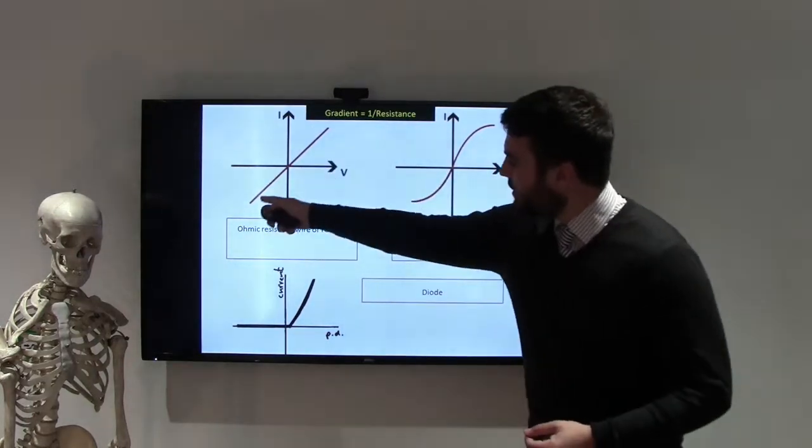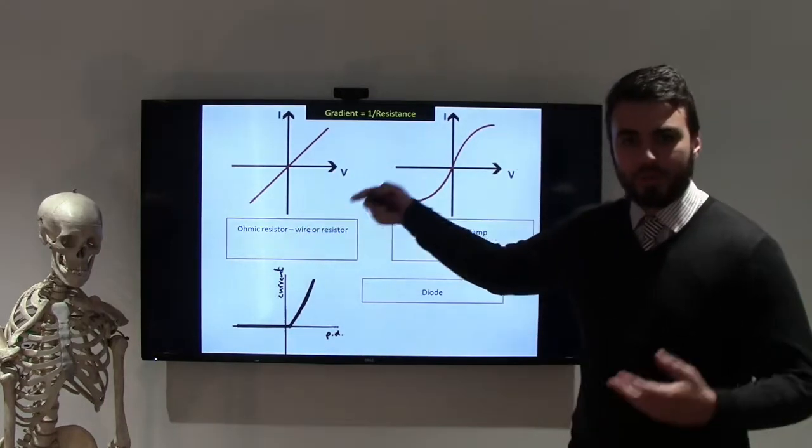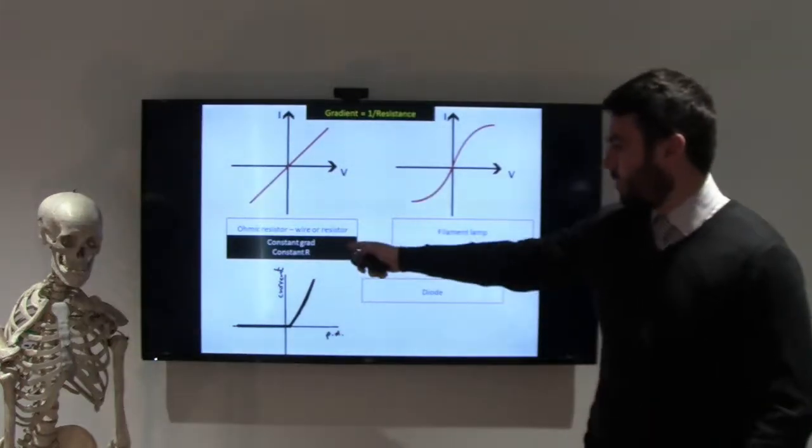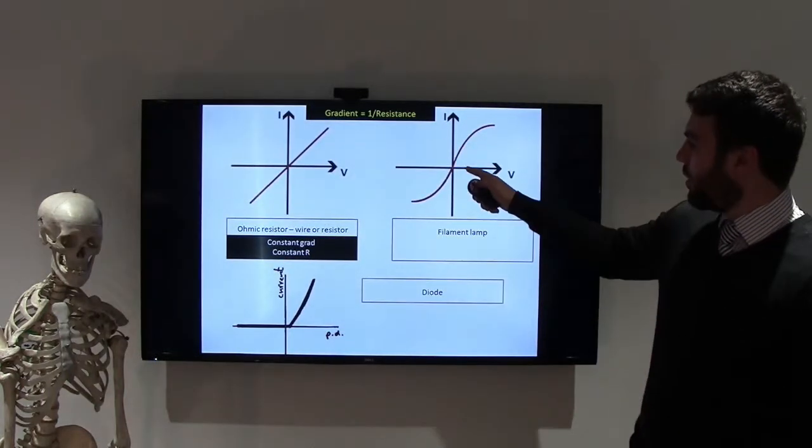So what do I know about this gradient? Well, can you see that it's the same slope? So that must mean the gradient's the same. It means that the resistance is the same. Okay? Very important. This one, what's happening to the gradient?